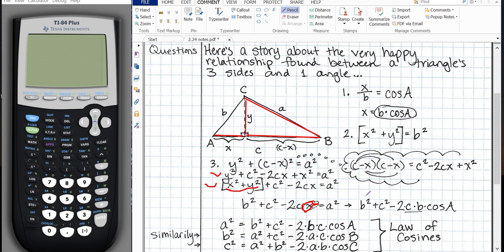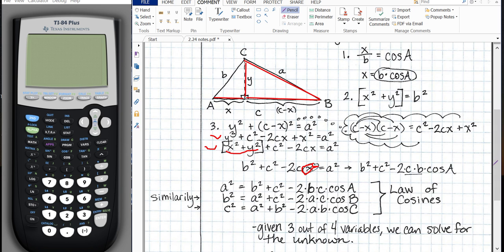So that gives us b squared plus c squared minus 2c times b times cosine of a. Just substituting that portion in. Alright, pause if you need to. Looking back, making those connections, because now we're ready to look at the law of cosines.